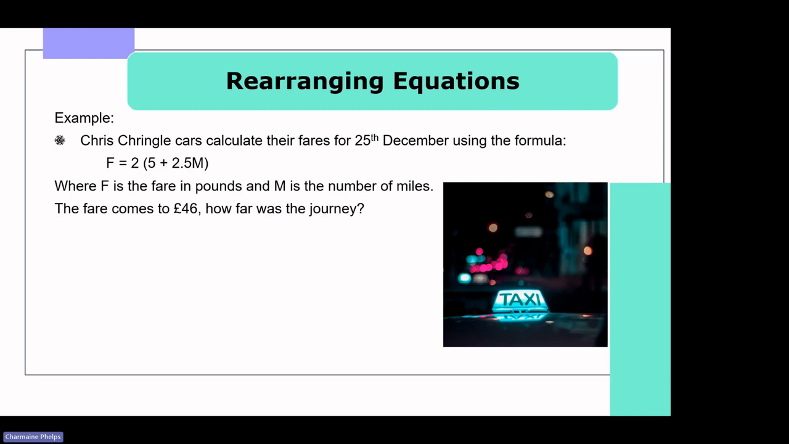But they're using the formula F, the fare, equals 2 times (5 plus 2.5m). F is the fare in pounds. M is the number of miles. It's a realistic formula because you tend to have your standard charge plus however much it is per mile, and on Christmas Day everything's going to be doubled. The fare comes to £46. How far was the journey?